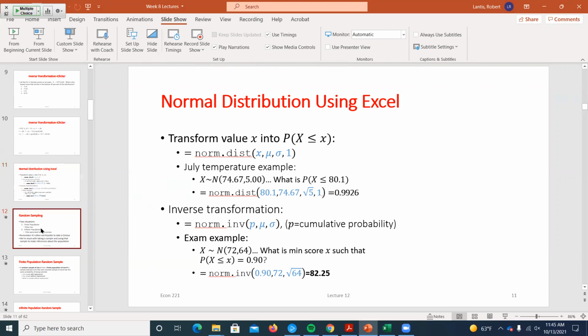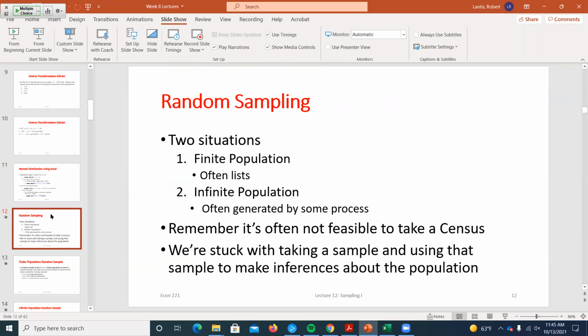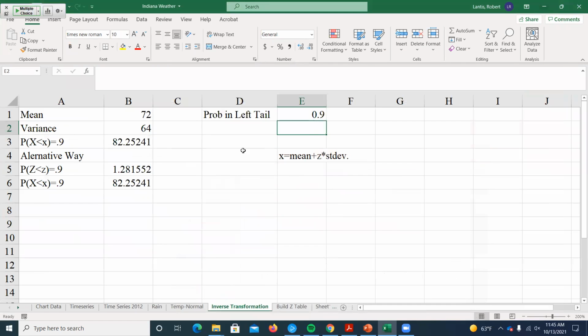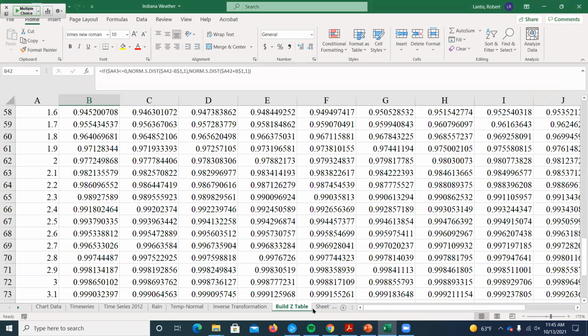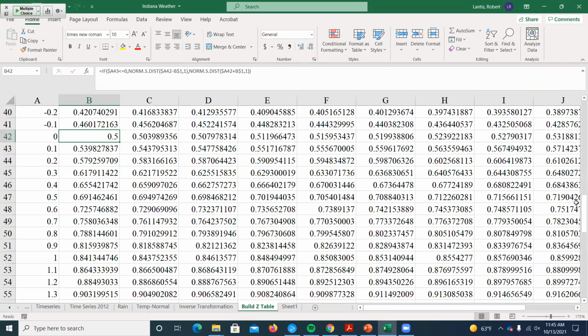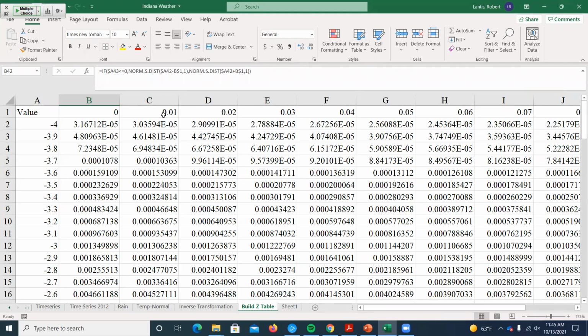I think that we will talk about sampling on Friday, but today there's one more thing I want to show you. I would not expect you to do anything like this, but it's an interesting exercise, and it also shows you the importance of Excel.